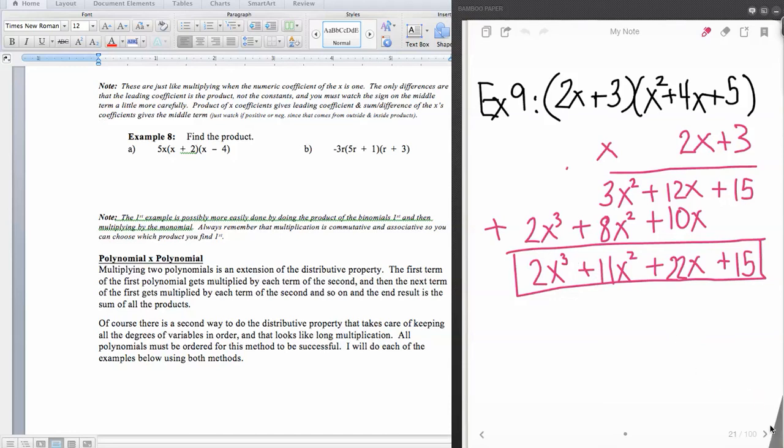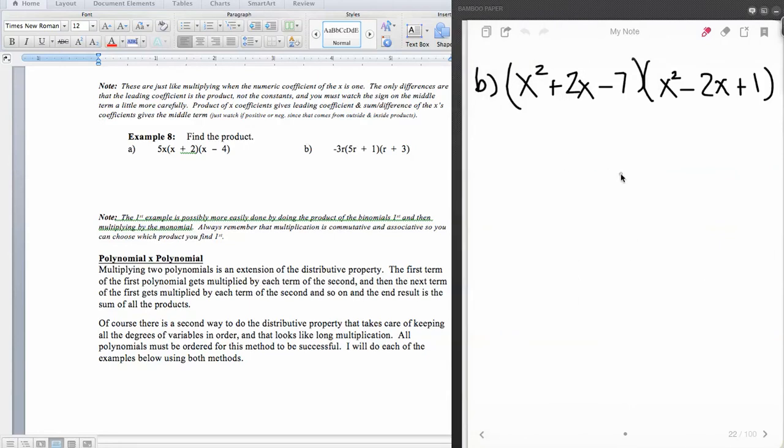All right, why don't you go ahead and see if you can do this trinomial times trinomial, and then come back in the next video and give it a check.